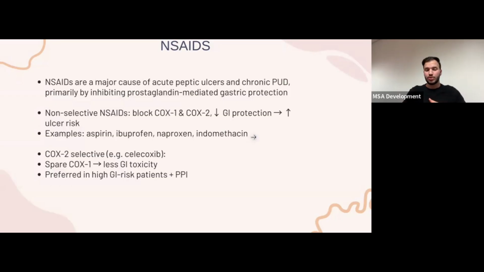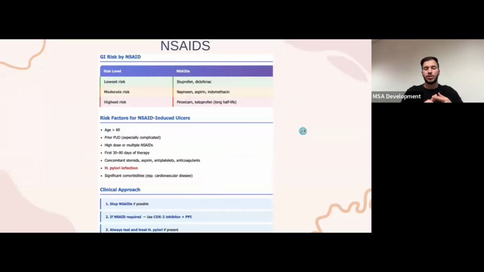Now, how do NSAIDs function? They block COX-1 and COX-2, decreasing GI protection and increasing the ulcer risk. Some examples of NSAIDs are aspirin and ibuprofen. If you need to use NSAIDs and you have gastric problems, the best to use is a COX-2 selective one, for example celecoxib. It spares COX-1, so there is less GI toxicity, and you can take it with a PPI. The doctor focused on the lowest risk and the highest risk, so please memorize them.